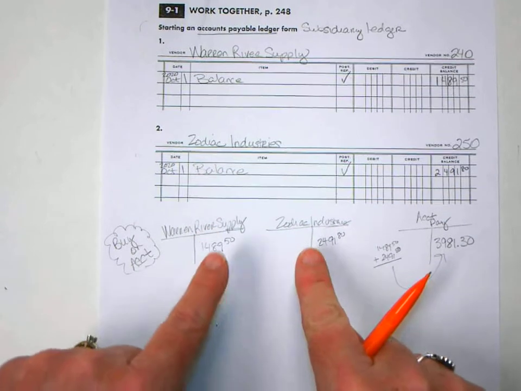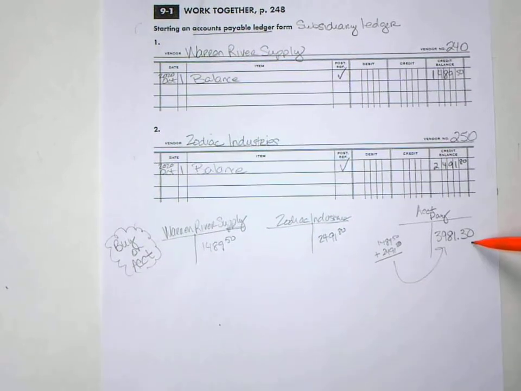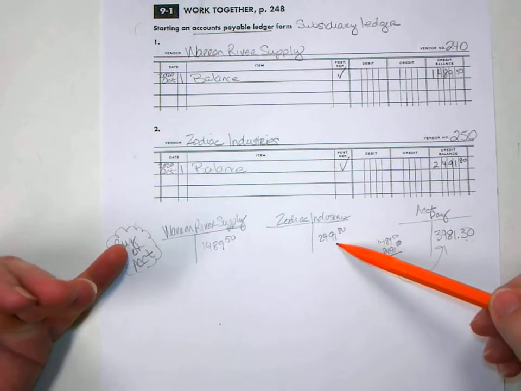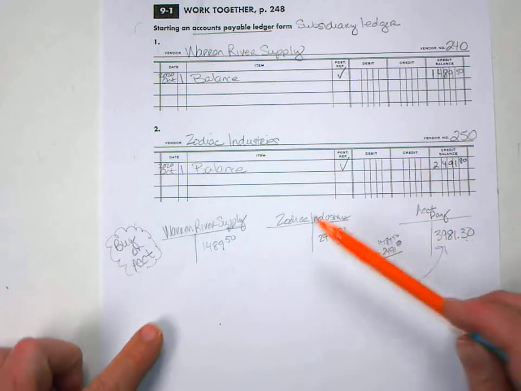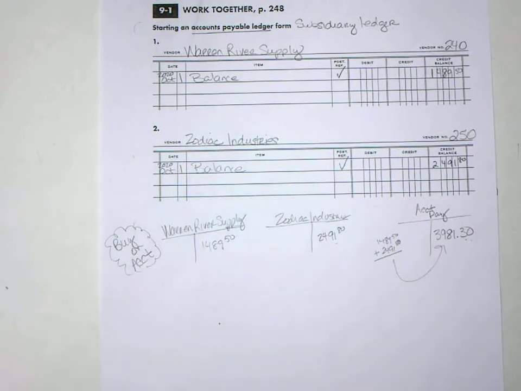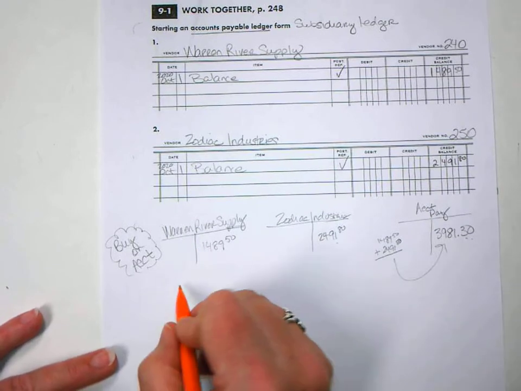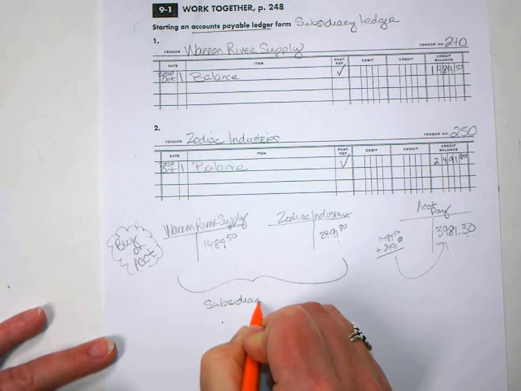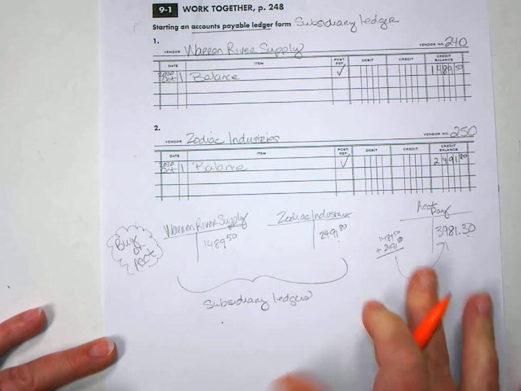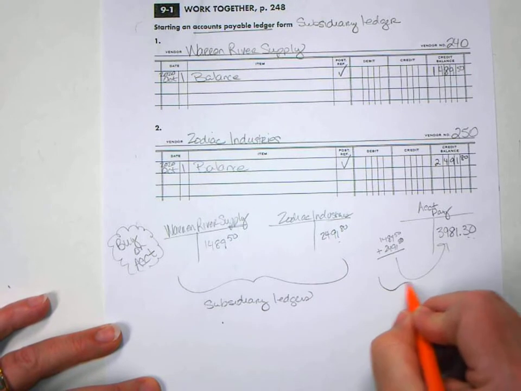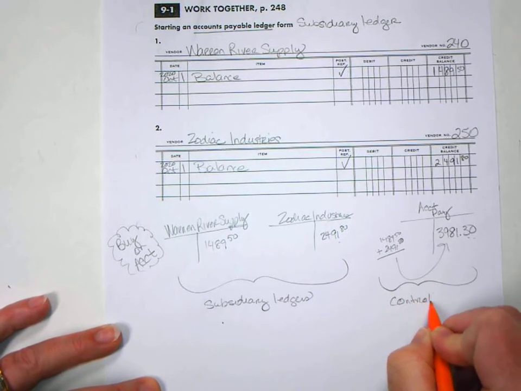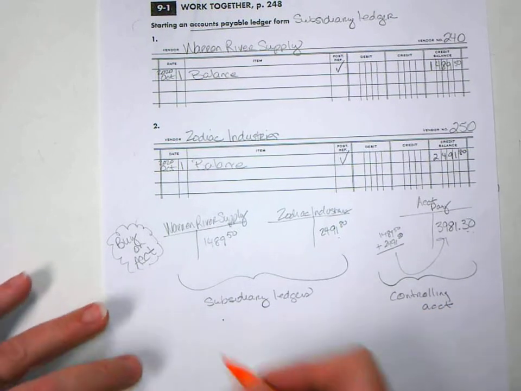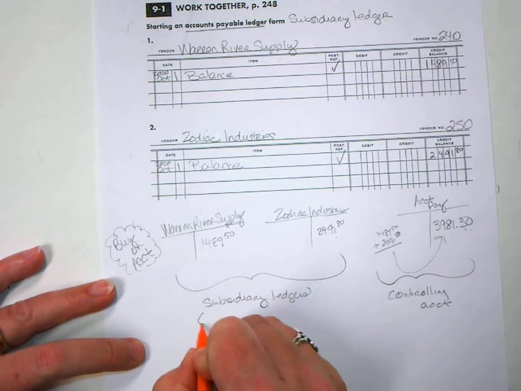Okay, so again, these two together are what the actual accounts payable is. So we can check both ways. We can see what we owe total, and we can see what we owe each company individually. These are just not going to be in our main chart of accounts. It's not one of our main accounts. So these are, again, the subsidiary ledgers, and this is the controlling account.